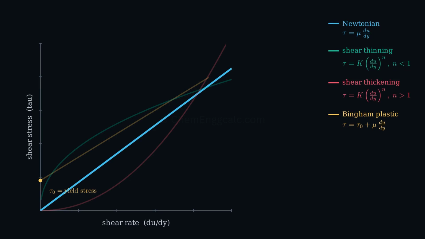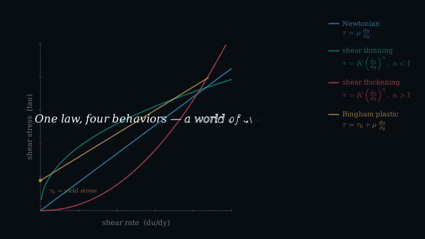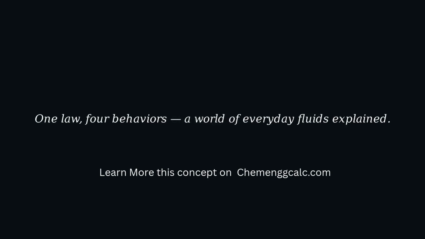Put all four together. A straight line for Newtonian, a curve bending down for shear thinning, one bending up for shear thickening, and a line starting above zero for Bingham plastic. One law, four behaviors, and a world of everyday fluids explained.